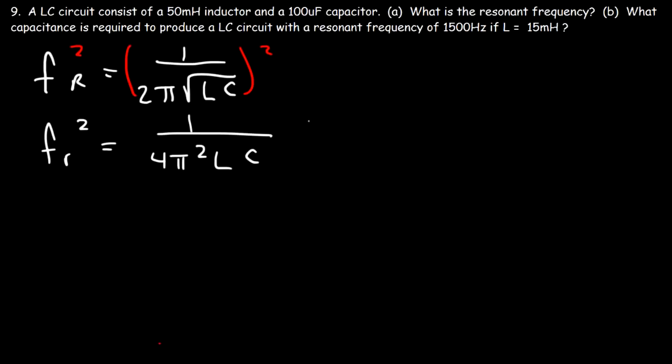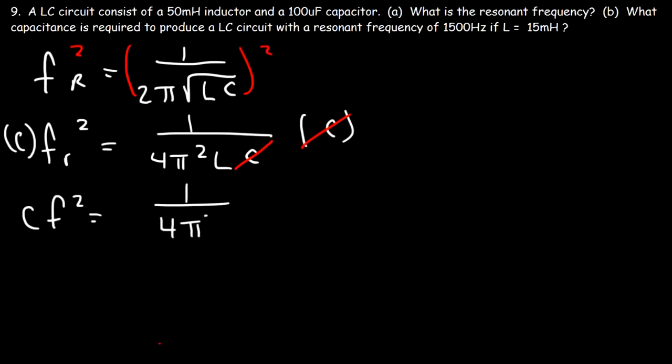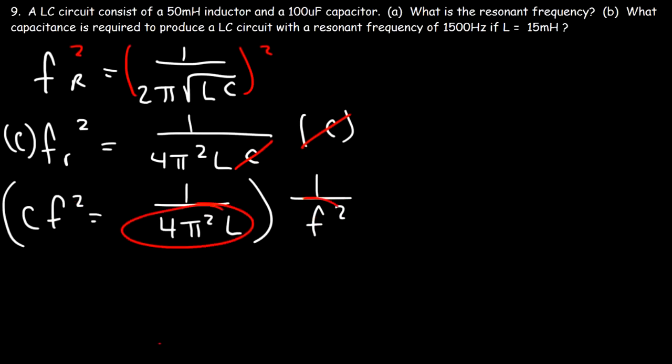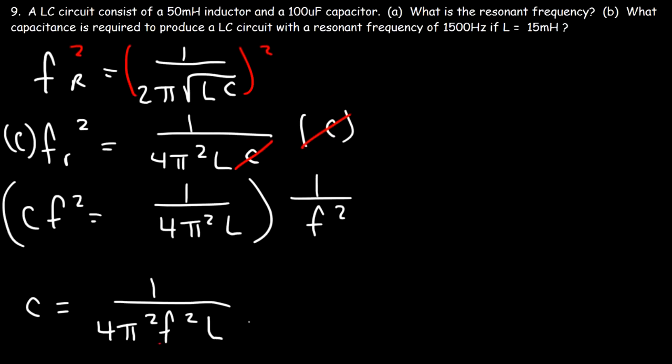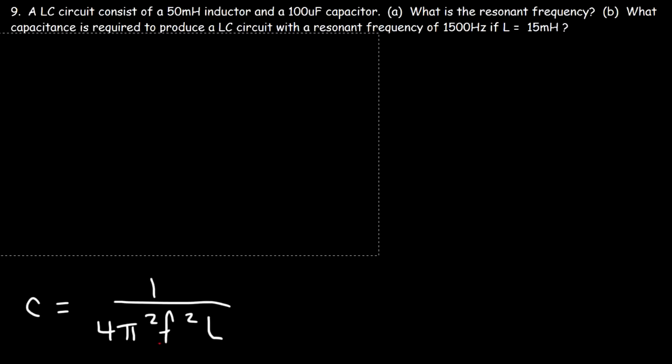Now what we're going to do is multiply both sides by C. On the right side, these will cancel. And so we have C times F squared is 1 over 4 pi squared times L. Now let's multiply both sides of the equation by 1 over F squared. These two will cancel. And on the right, we're just going to multiply this by F squared. So we're not going to have F squared on the left side anymore. So C is equal to 1 over 4 pi squared times F squared times L. That equation will help us to calculate the capacitance in an LC circuit at resonance.